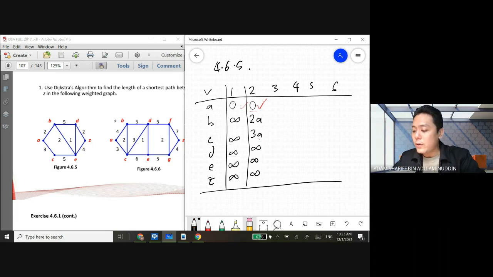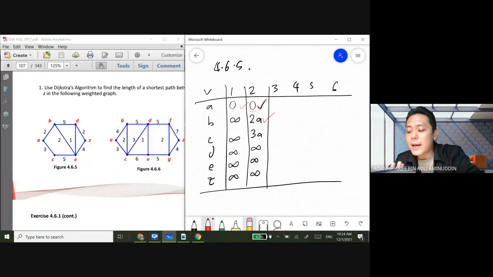When you complete this part, between the non-check, yang ni yang dah check, merah ni dah check. Between the non-check vertices, ada 5 non-check ni: 2A, 3A, infinite, infinite, infinite. Which one is the smallest? Of course, 2A. For every iteration, we choose one node at a time. Okay, so 0, 2A is chosen. Okay, merah, bawa ke sini.